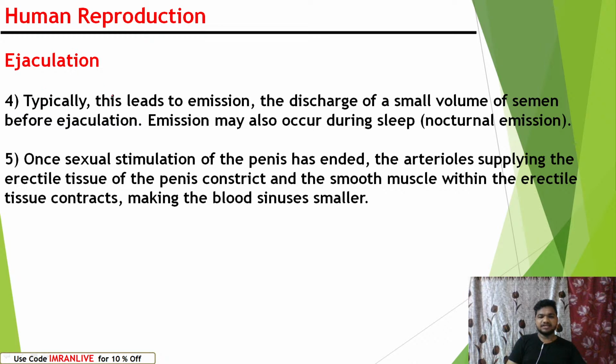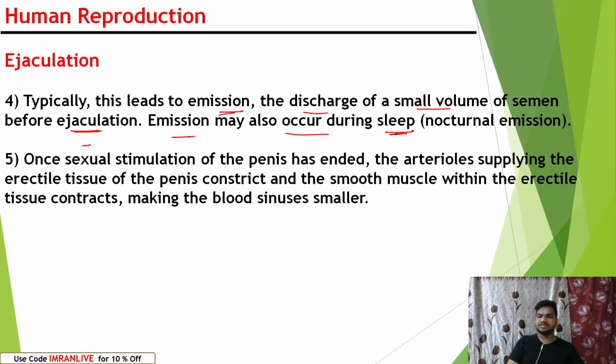Typically, this leads to emission, the discharge of a small volume of semen before ejaculation. Before ejaculation, we can observe the release of a small amount of semen. Emission may also occur during sleep. Generally, the emission I'm talking about is the release of semen before ejaculation as well. Generally, when any human has sexual feelings or desires, the semen also will be released.